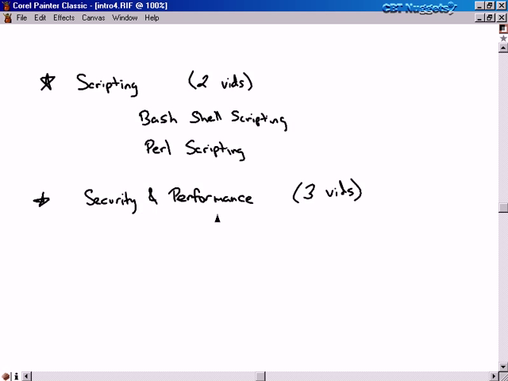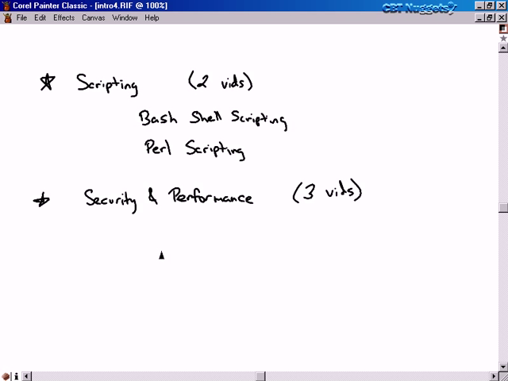And then we talk about security and performance for the last 3 videos. So we talk about performance monitoring. How do you monitor network traffic or CPU usage or memory usage, and how do you diagnose performance problems, and find the underlying problem? That's what we're getting at there.